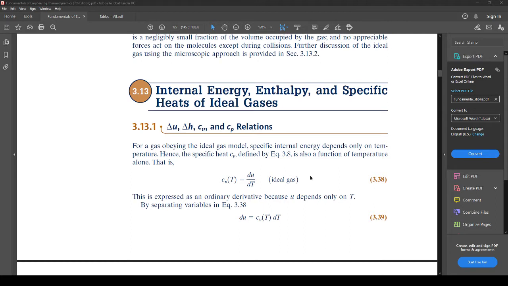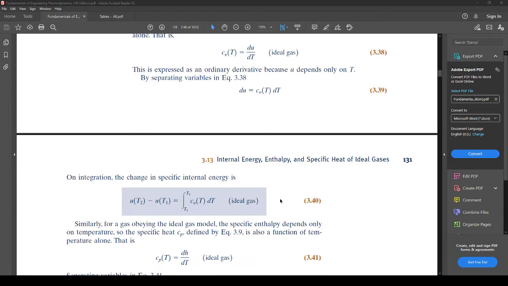It says, for a gas obeying the ideal gas model, specific internal energy depends on only temperature. Hence, the specific heat, CV, defined by equation 3a, is also a function of temperature alone. That is right here. So essentially it's saying that CV, the specific heat with respect to temperature, is equal to du/dT. So essentially, the change in internal energy is only a function of the change in temperature. So that's the main thing we wanted to show.